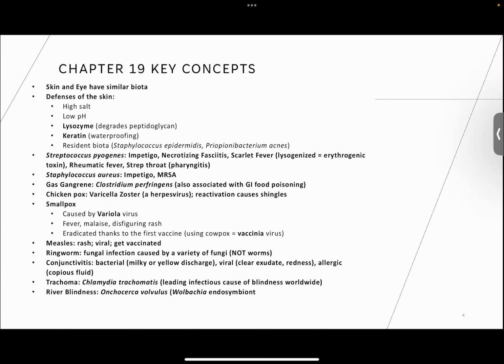Next is measles. Measles is associated most commonly with a rash. It's also a viral infection, but it can progress into meningitis or encephalitis. And those are things that we talk about in chapter 20.